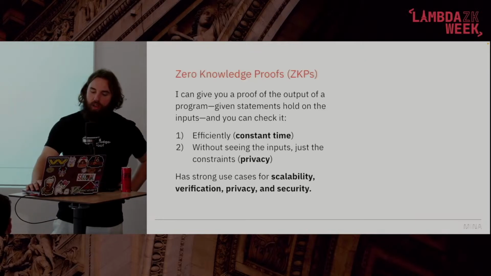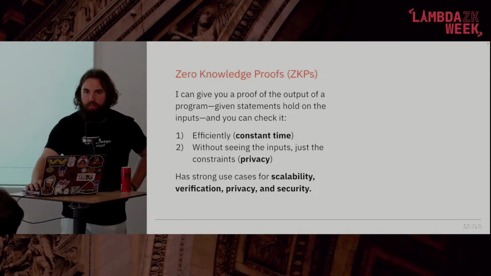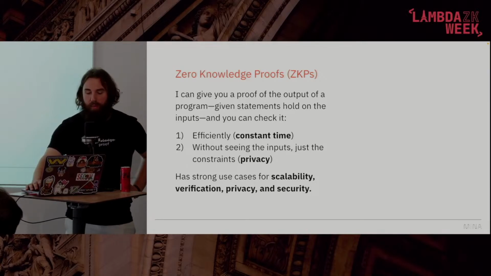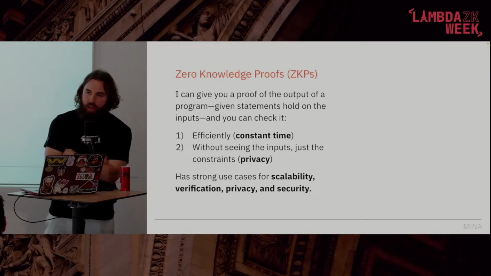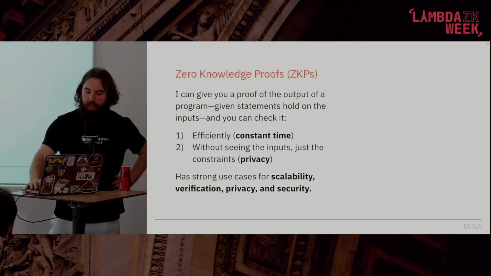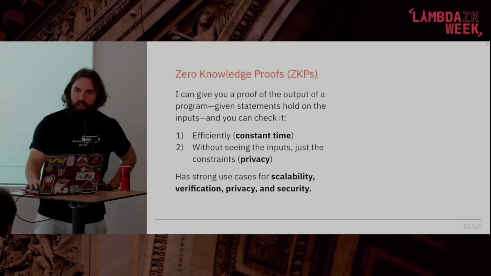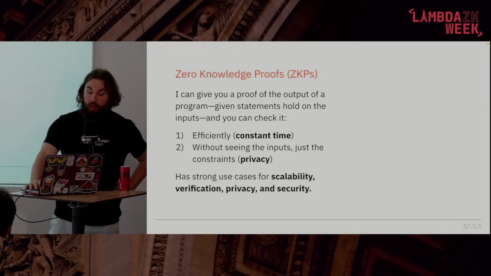So you might be familiar with some other bits of cryptography, and it's useful to think about zero-knowledge proofs in the context of other bits of cryptography, like comparing how they work. So a zero-knowledge proof says that you can basically prove the output of a program, so that you've run a program, you can verify it efficiently. So you produce a proof and then you can verify it in constant time.